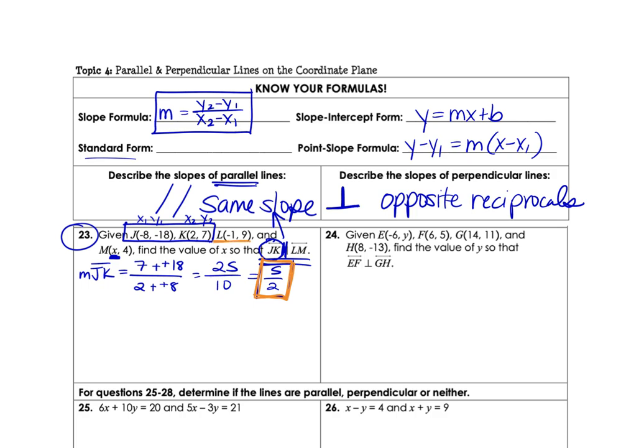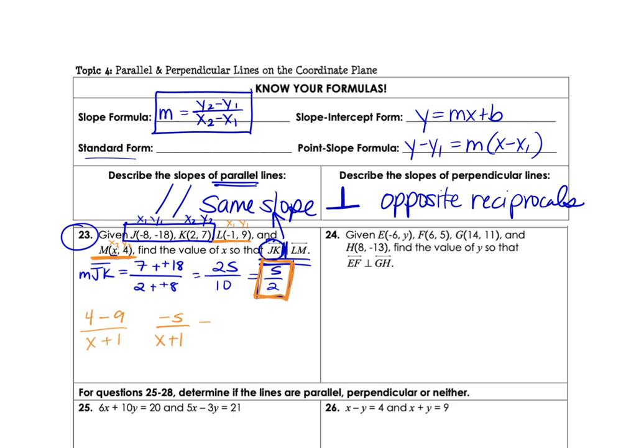So if I can find the slope of LM, right, I'm going to go x1, y1, x2, y2 again. So it's going to be y2 minus y1 over x2, which is x, minus x1, which is a negative 1. So it's really going to be plus 1. Okay, let's just simplify that. 4 minus 9 is a negative 5 over x plus 1. That is the slope of LM, but that doesn't give us a value of x yet.